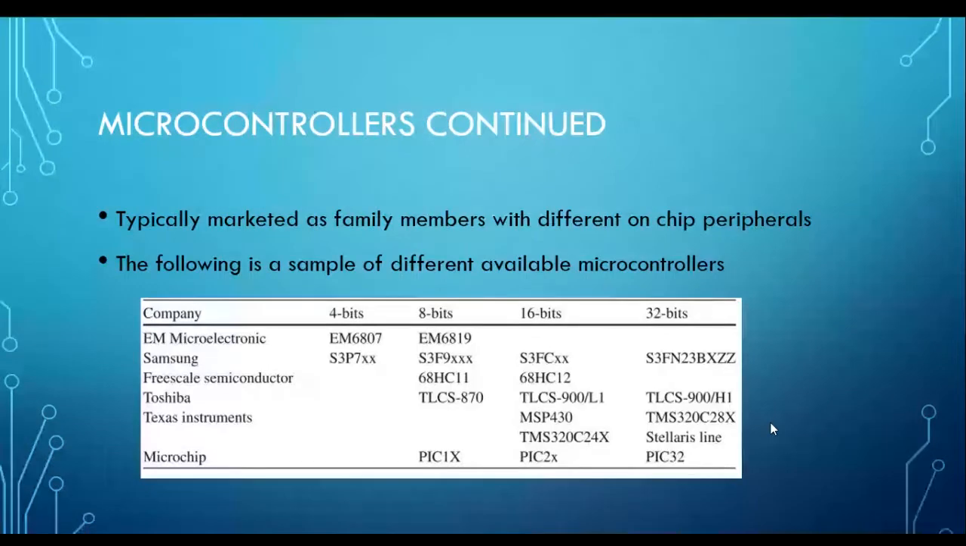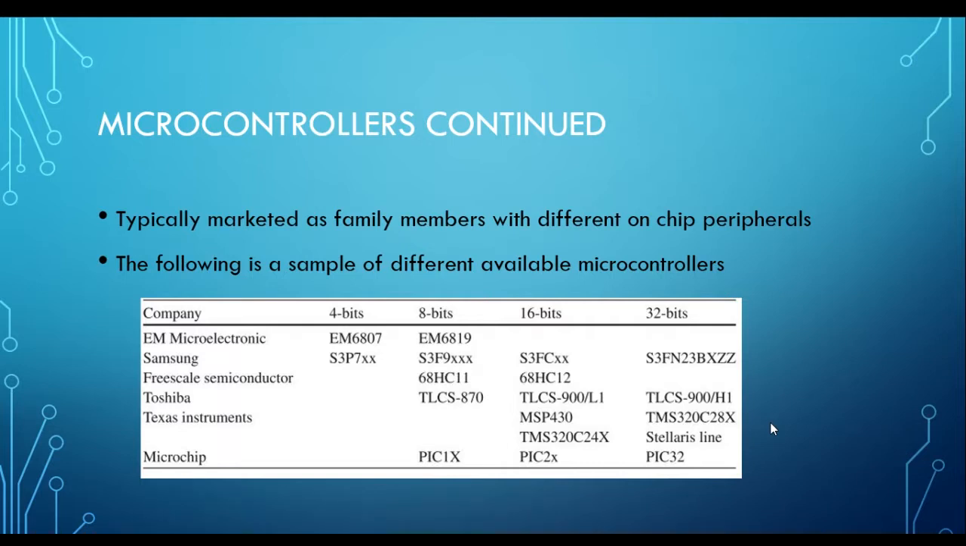So at the moment, if you've encountered these Microchip devices, normally they name their microchip based on the bits. If you have PIC32, 32 means to say it's a 32-bit device. So it depends on the computing capacity. Let's say it has 32-bit registers, normally it's a 32-bit device. The data bus would be 32 bits. So 4 bits, 8 bits, 16 bit, 32 bit.